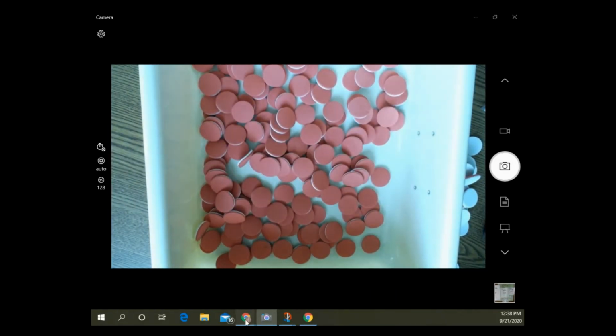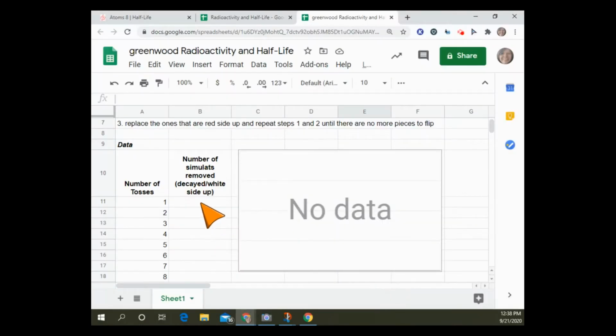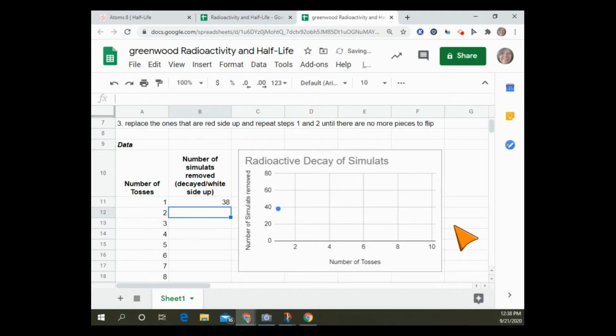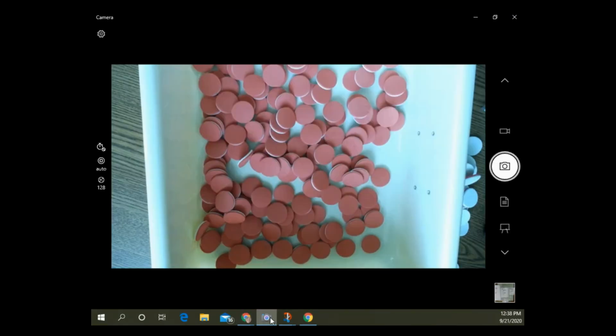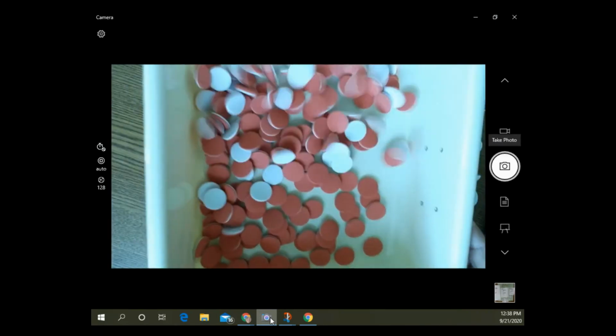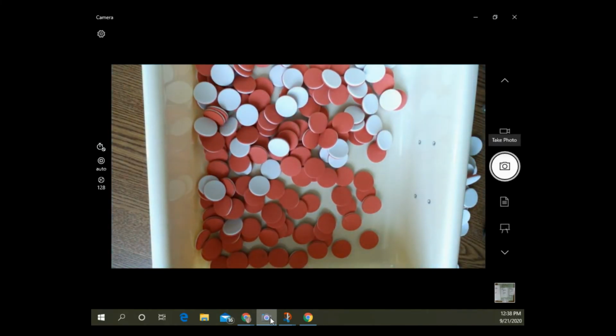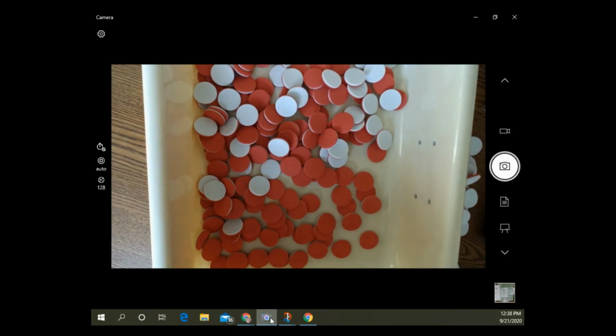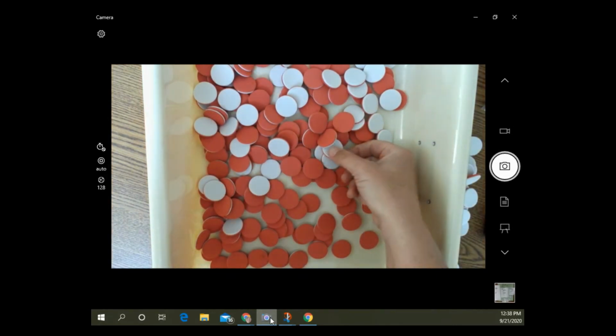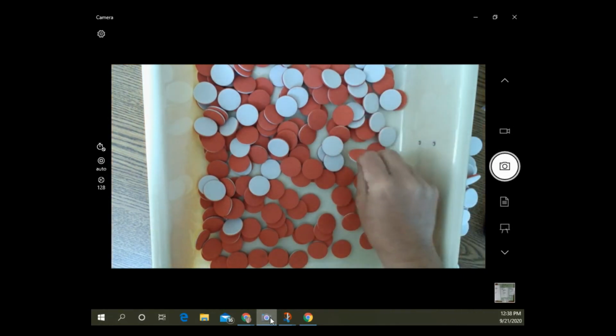We're going to go back to our data table and we're going to type in 38. Notice our graph here automatically filled in. We're going to flip again. All right, so that one flipped over while I was touching it.